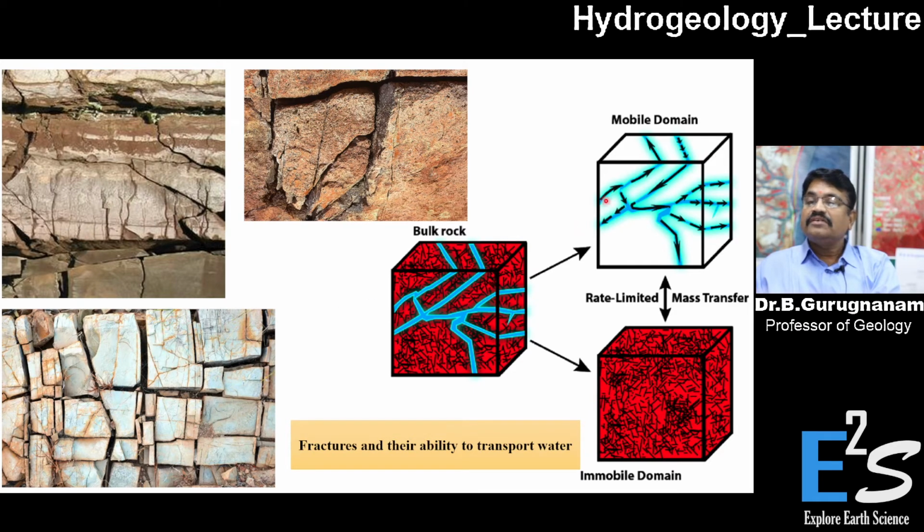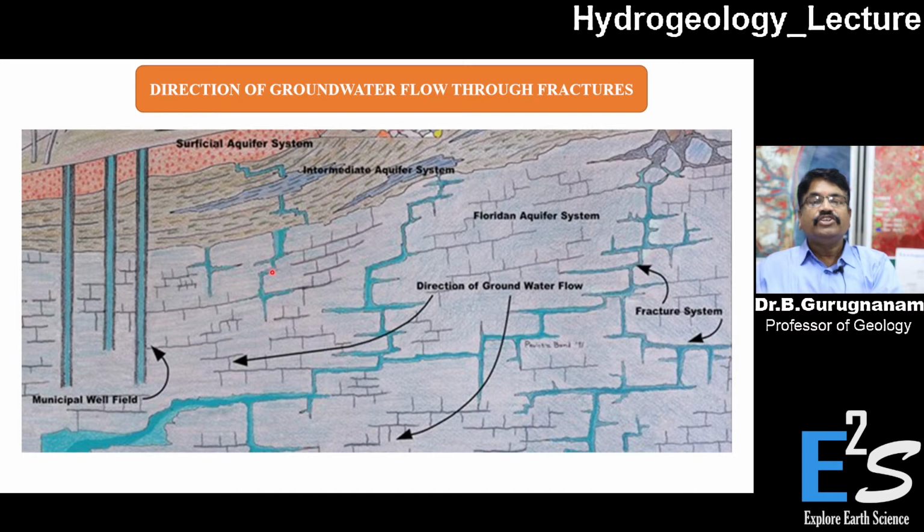It's bulk rock. You see it's being taken out of the fractures. The movement is also shown, how fast the movement will go, and this is the immobile domain and the bulk rock fractures. The reliability is very important by looking at the real nature of the condition. So, direction of groundwater flow through fractures is very simply shown here. Because of gravity it will go down wherever the slope is favorable. So this is the direction of groundwater flow.